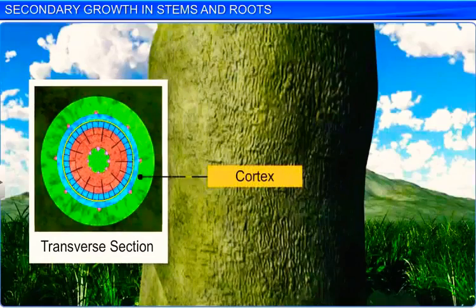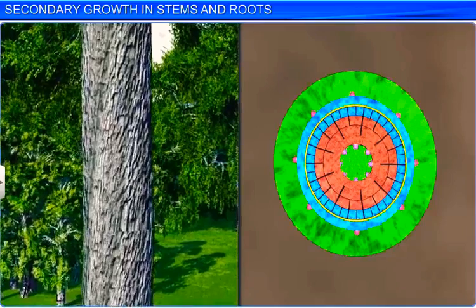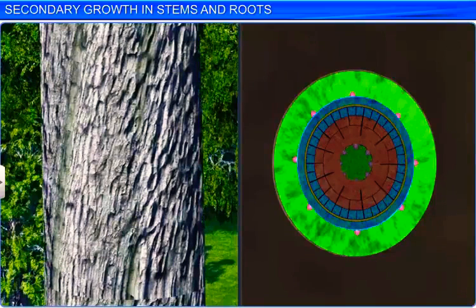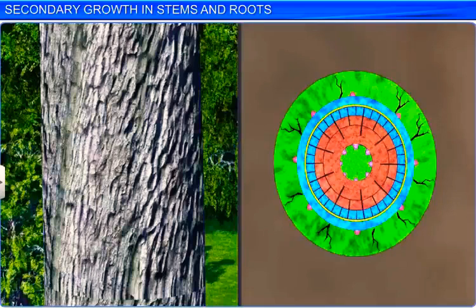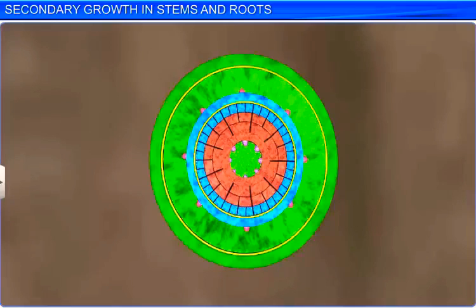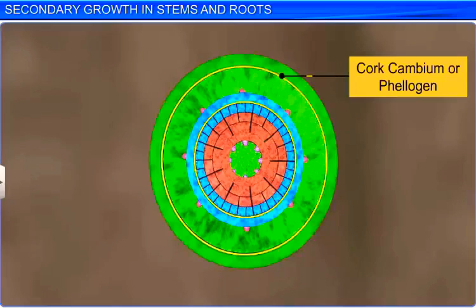The cortex is another region where secondary growth takes place. Due to the vascular cambium's activity, the stem increases in girth. This results in rupturing of the cortical and epidermal layers. These layers need to be replaced with new protective cell layers. In due course, another meristematic tissue called cork cambium or phelogen develops, usually in the cortex region. In the phelogen, differentiation of cells begins on both sides.